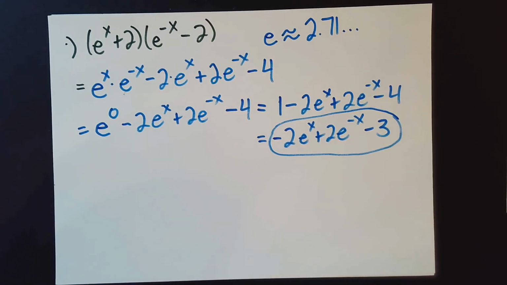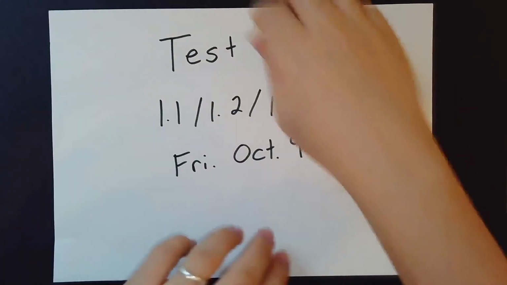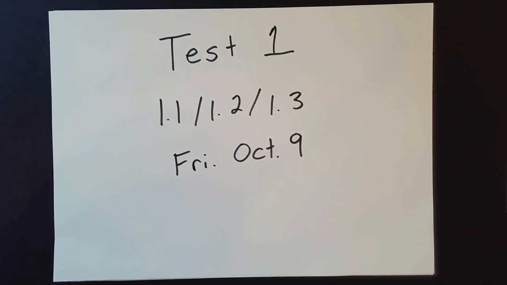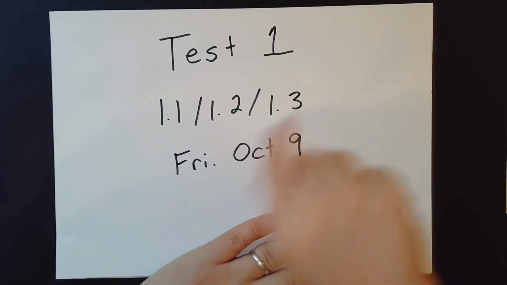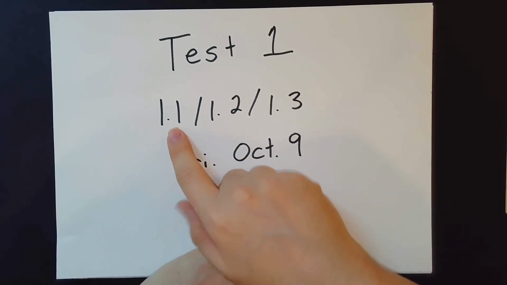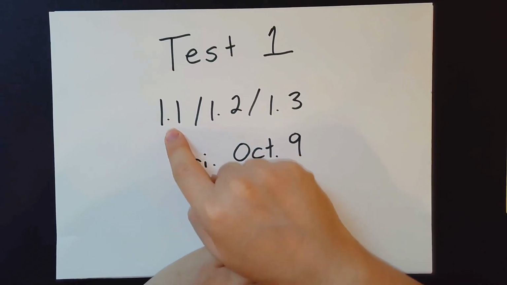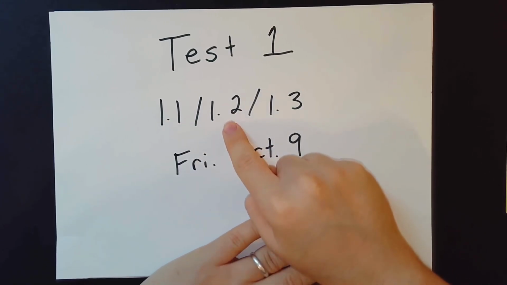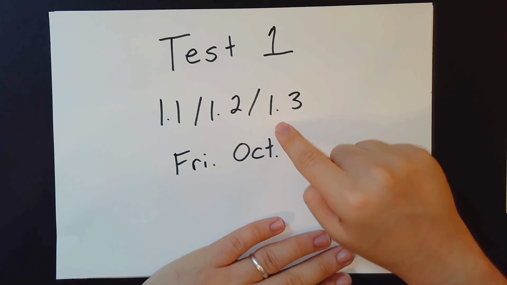This is the end of the material for Test 1. So, Test 1, reminder, is going to be Friday, October 9th, and it is going to cover sections 1.1, 1.2, and 1.3, which were our section on factoring and dealing with cubics and that kind of thing, fractions and solving equations with fractions, and the rules of exponents and simplifying things with a bunch of rules of exponents.